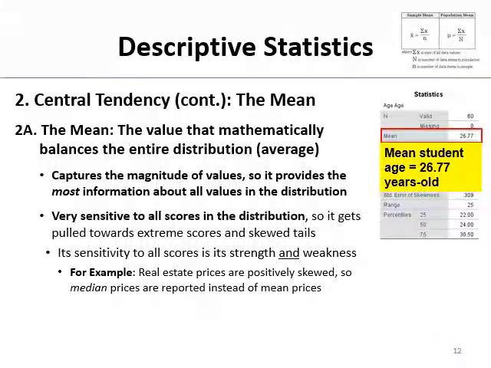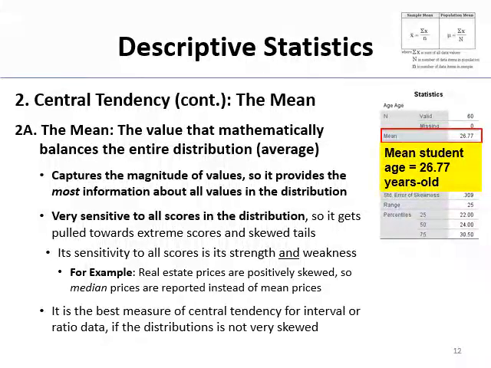Real estate prices are positively skewed, as we discussed, and so median prices are reported instead of means, because the median tends to be more towards what a typical house actually sells for, whereas the mean gets yanked up towards Bill Gates' house or whatever.